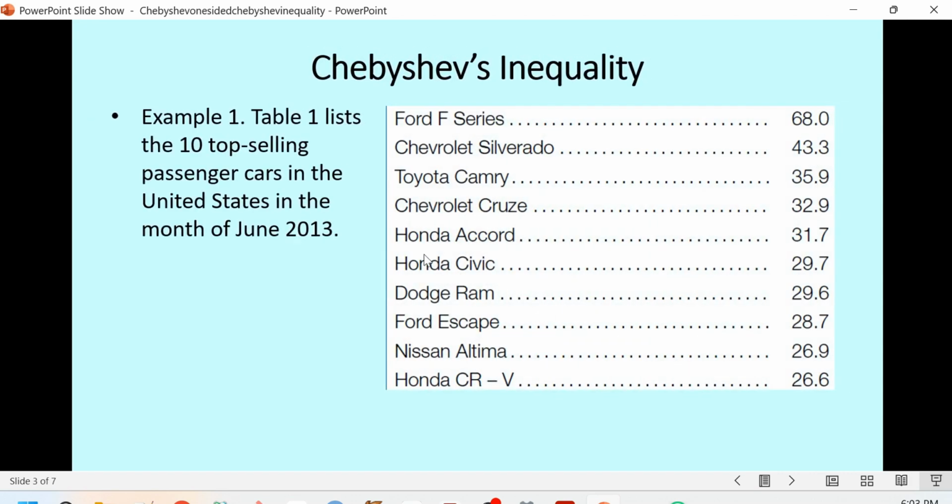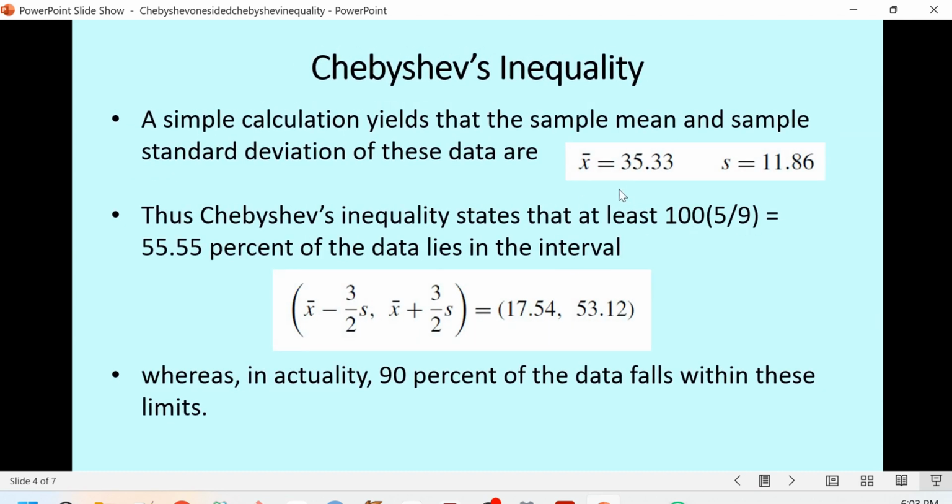So let's take a look at an example. This is passenger cars data in the USA, and we can get the sample mean and sample standard deviation. This value is the square root of the sample variance. And the sample variance is the average squared difference around the mean, but this average is divided by n minus 1, because this is the sample variance and sample standard deviation.